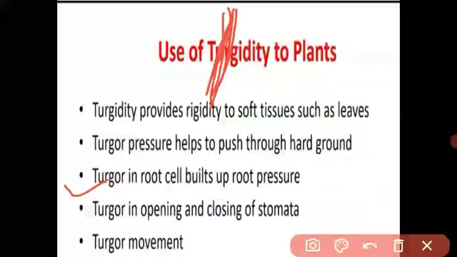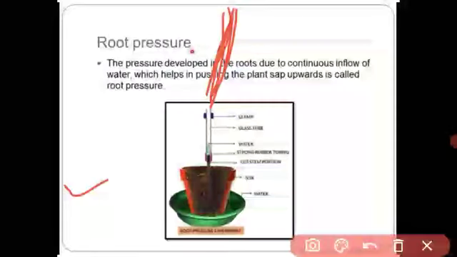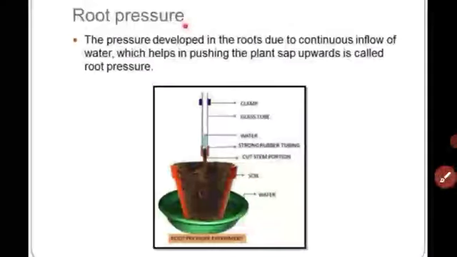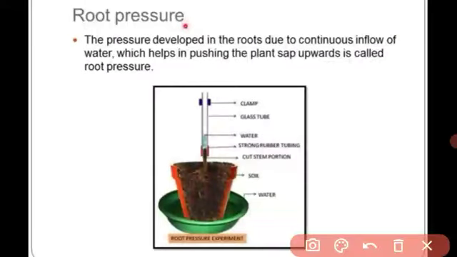Turgor also builds up the root pressure. See the turgidity: whenever we cut a small potted plant, some water comes out. Similarly, if you take a small stem and cut it, the cell sap comes out, and droplets of water come out.